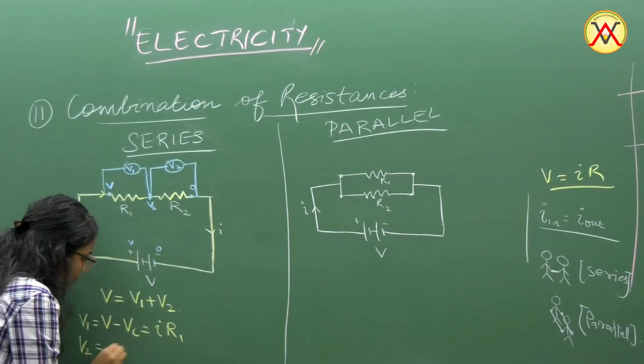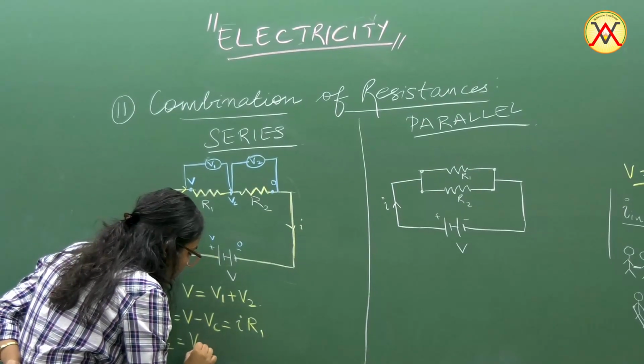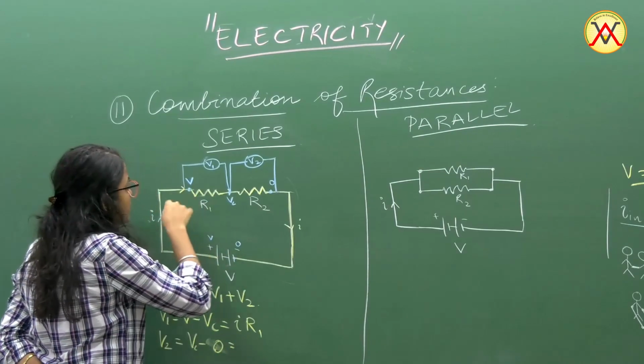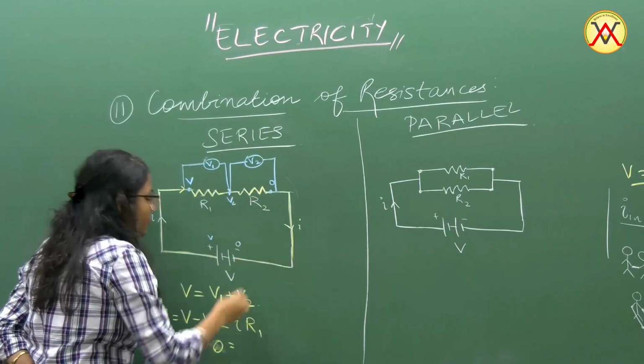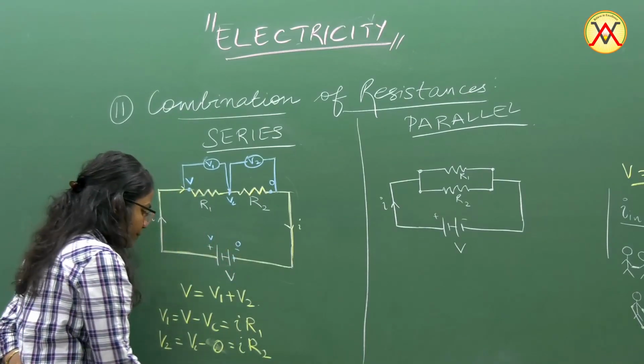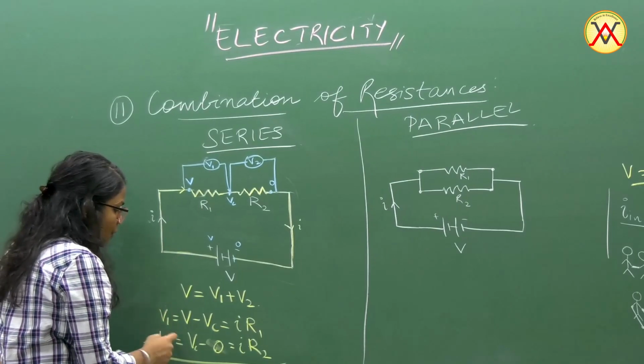Then again, V2 equals Vc minus 0. This is our potential drop, which is basically equal to, since the same current flows through R2, I into R2. If we just add up these two equations, what do we have?